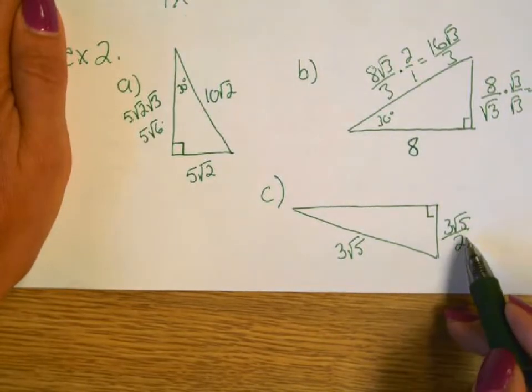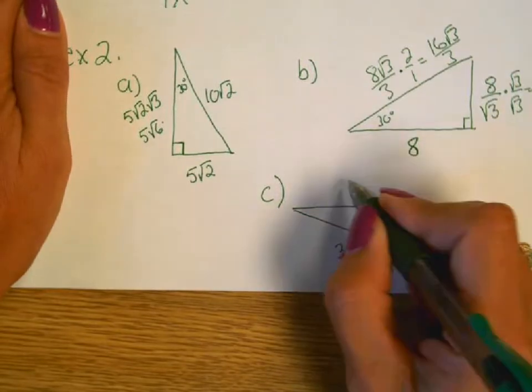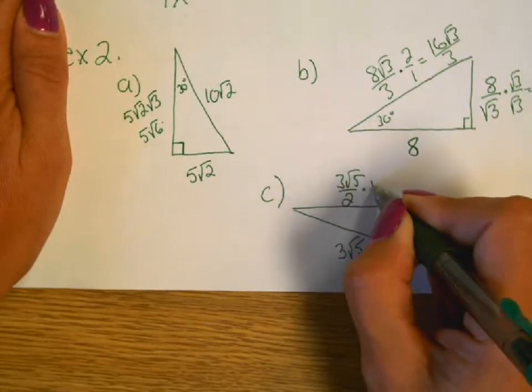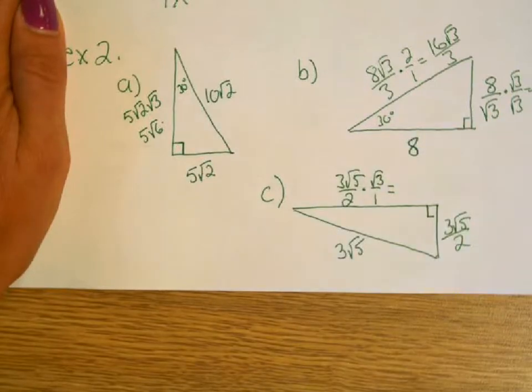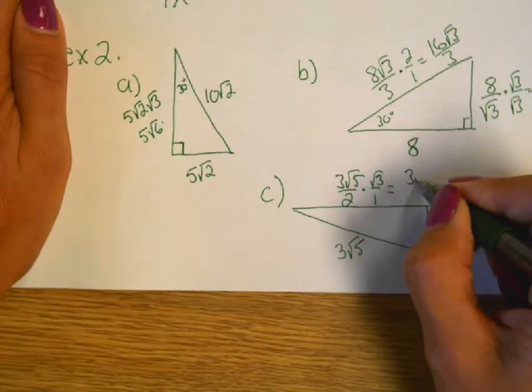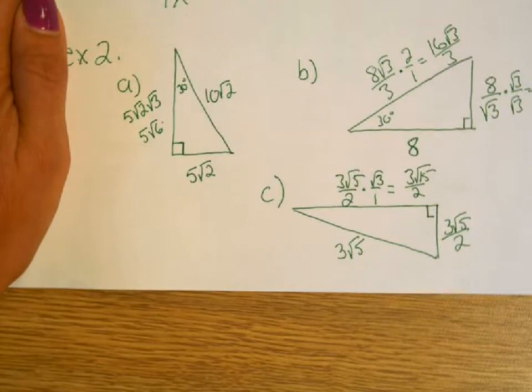Now what do you do to short leg to get to long leg? What's the multiplier there? Square root of 3. So we keep that. 3 square root of 5 over 2 times a square root of 3. That'll give us 3 square root of 15 over 2. You can do that. We did all that in geometry.